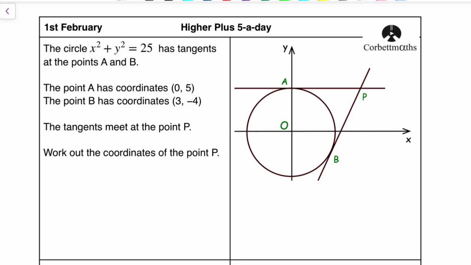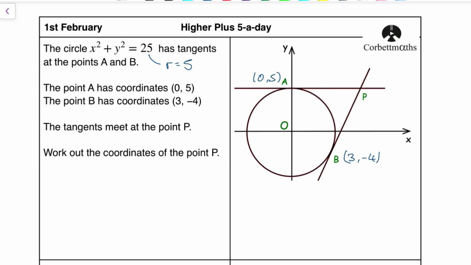Right, what do we have? Circle x squared plus y squared equals 25. So the radius is 5. Points A and B have coordinates, so it tells us what A and B are. A is 0, 5, and B is 3, minus 4. Of course it is, 3, 4, 5 triangle. And then it says the tangents meet at the point P, work out the coordinates of P.